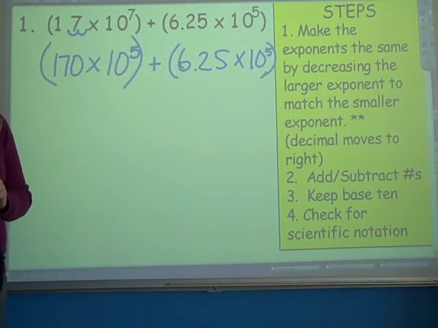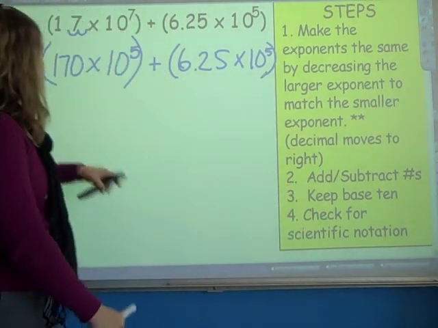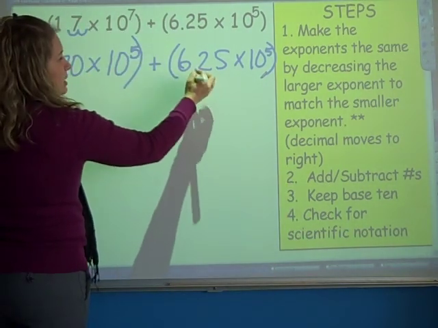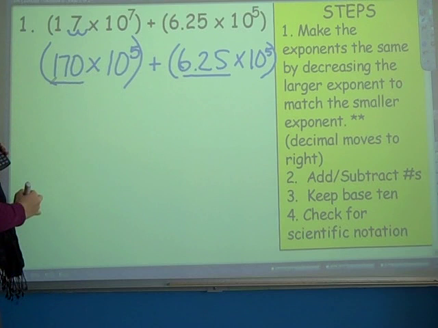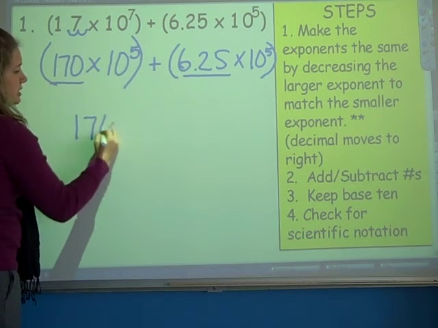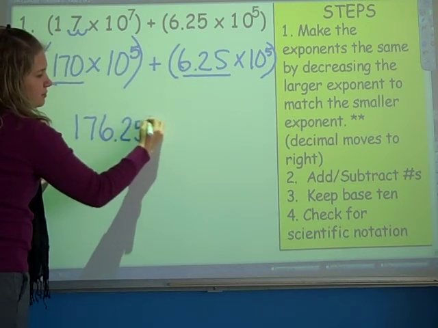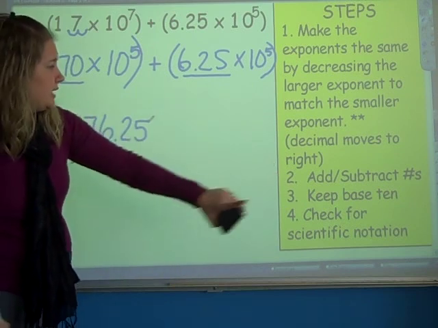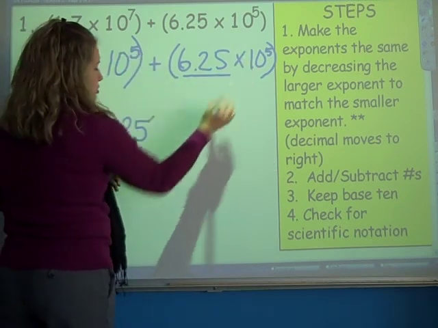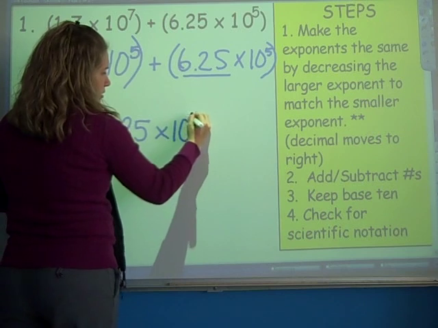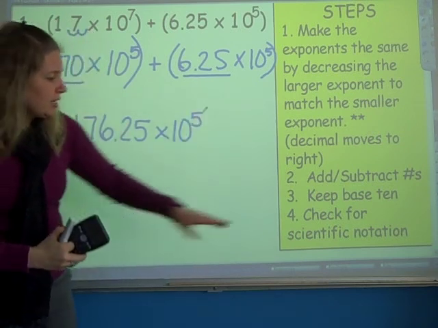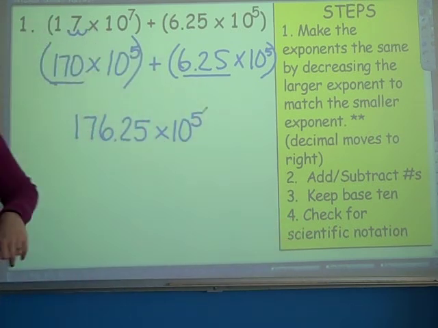That's step 1. Add and subtract your numbers. We have 170 plus 6.25. When you add those, you should get 176.25. Keep the base 10 times 10 to the 5th, which is what they both have. And the last thing, check to make sure your answer is in scientific notation.